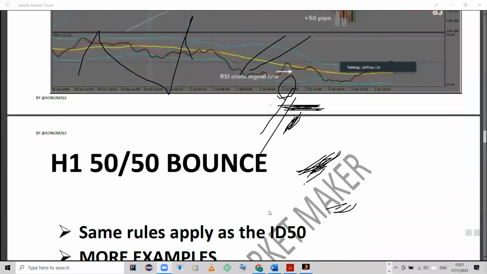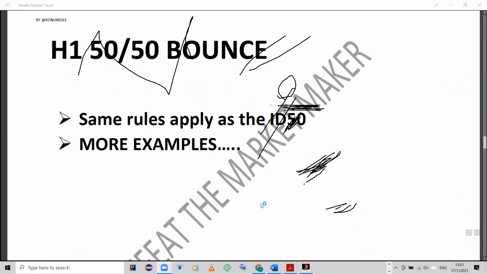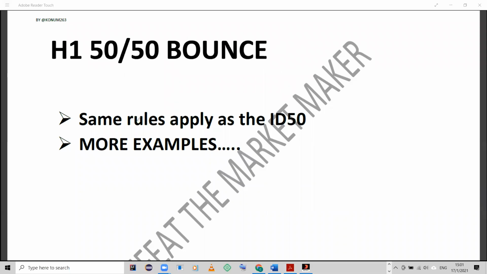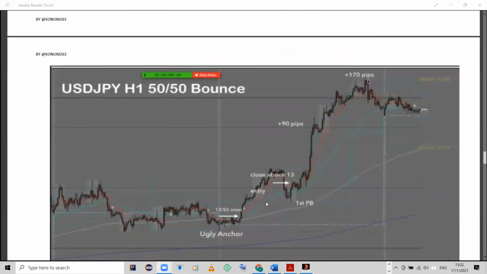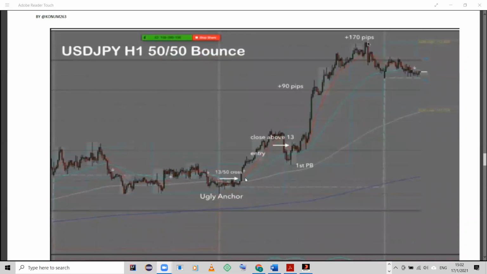Beautiful. So on the H1, as I had said earlier, the ID 50 occurs on three different time frames: the M15, the H1, and the H4. On the H1 time frame, it's now called the H1 50. Same rules apply as the ID 50. Let's get more into the examples. This is UJ.